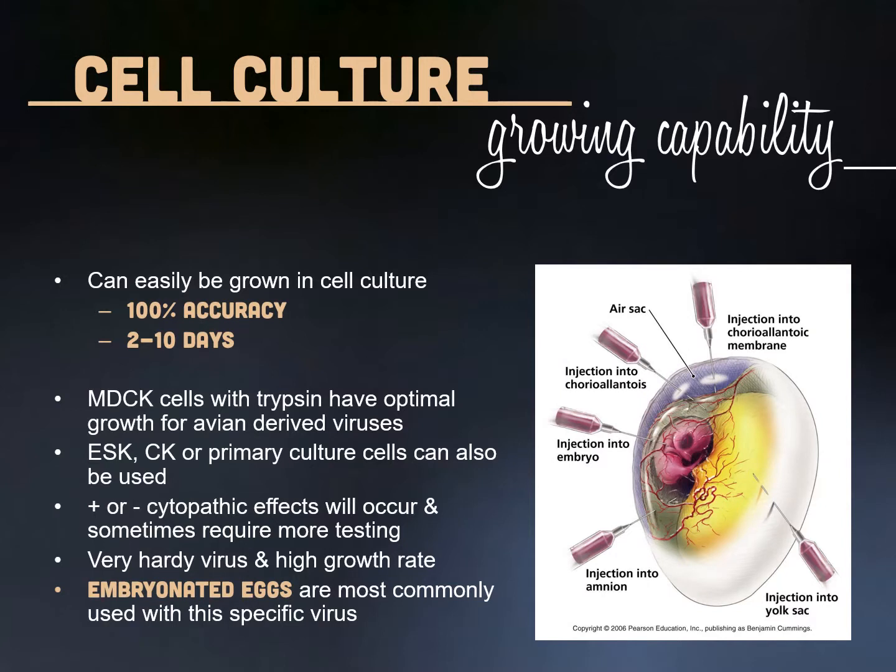The avian influenza virus can easily be grown in cell cultures. This is a highly sensitive technique for detecting live avian influenza from clinical specimens. Also known as the gold method, it is 100% accurate but may take 2 to 10 days for results.